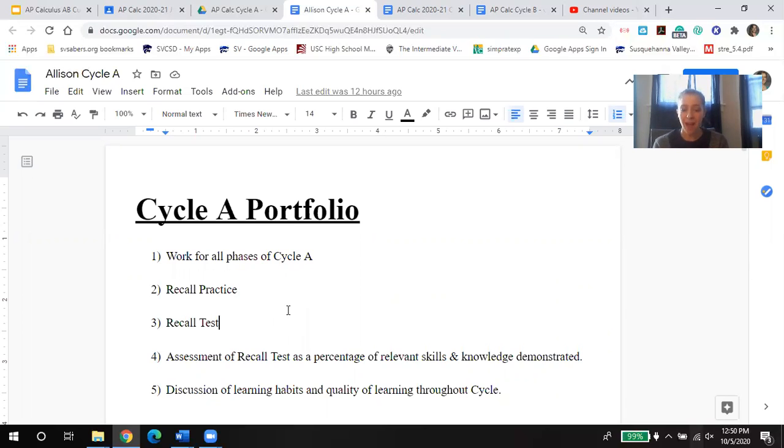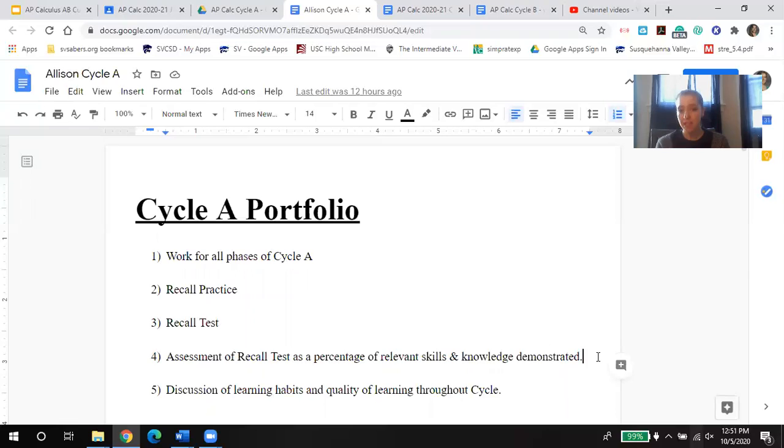That is where they sit down and they take a test based on the recall practice. And with this test, they don't ask anyone for help. They don't use any notes, any websites. This is just a test. It's like a self-test for them to see what they have retained through the cycle and what they have not. After taking that test, I give them the answer key and they grade it.